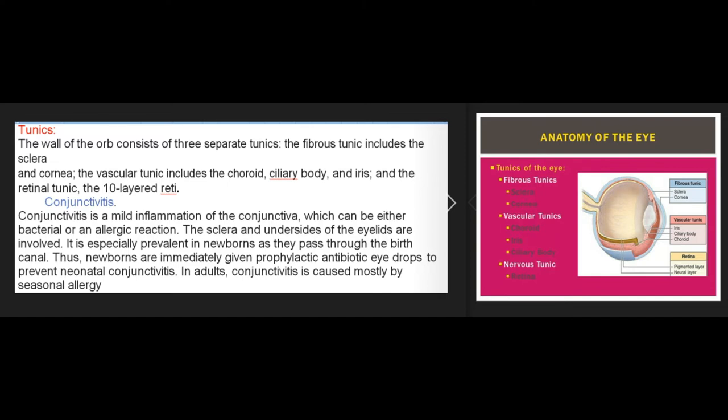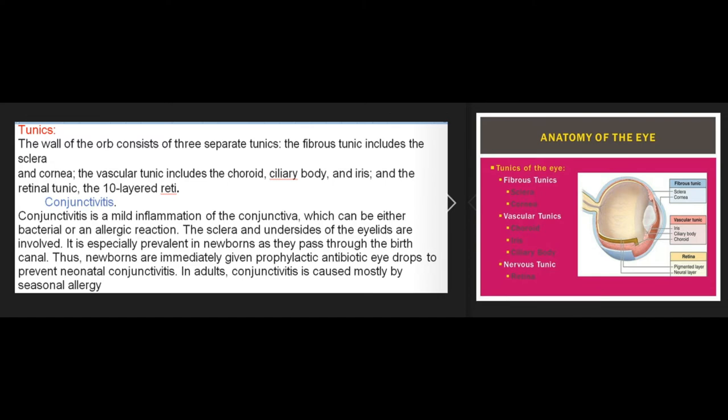Conjunctivitis. Conjunctivitis is a mild inflammation of the conjunctiva, which can be either bacterial or an allergic reaction. The sclera and undersides of the eyelids are involved. It is especially prevalent in newborns as they pass through the birth canal. Thus, newborns are immediately given prophylactic antibiotic eye drops to prevent neonatal conjunctivitis. In adults, conjunctivitis is caused mostly by seasonal allergy.